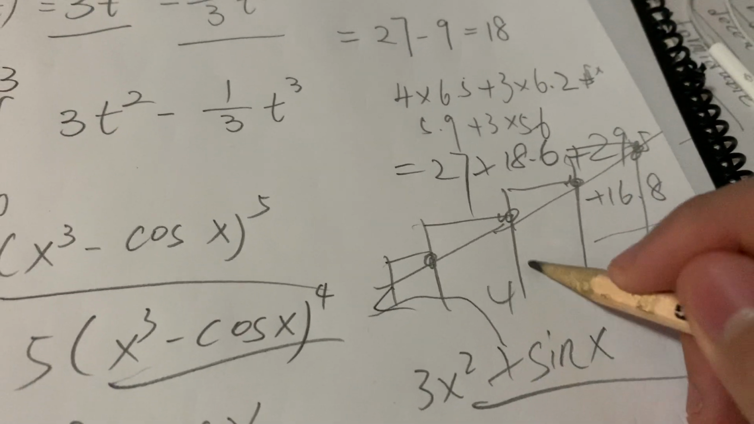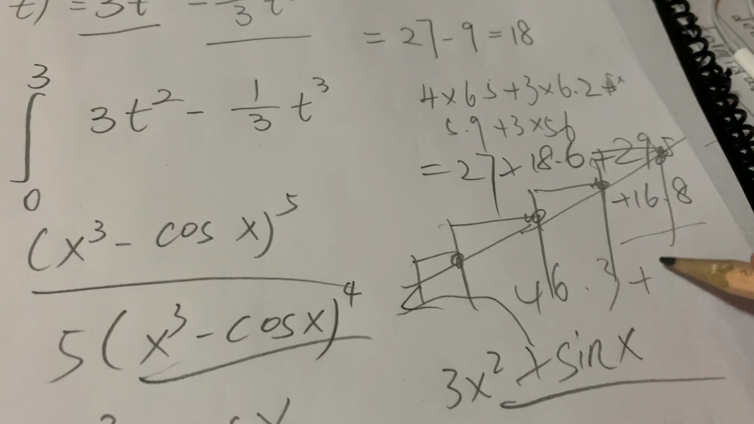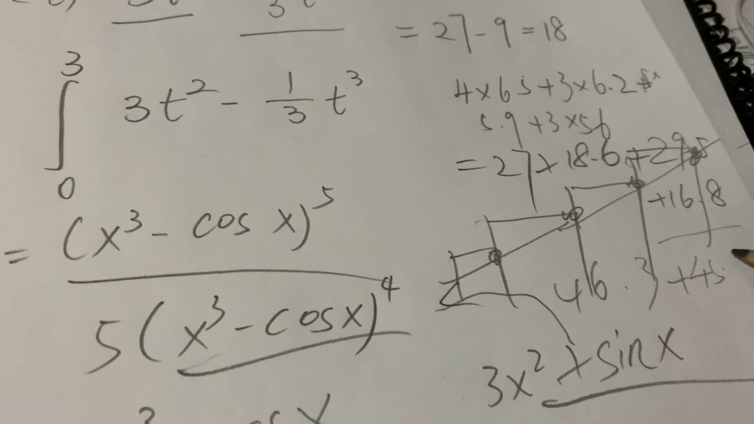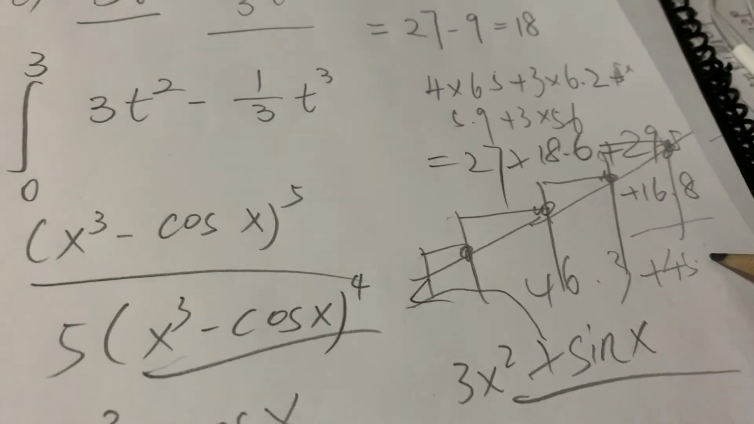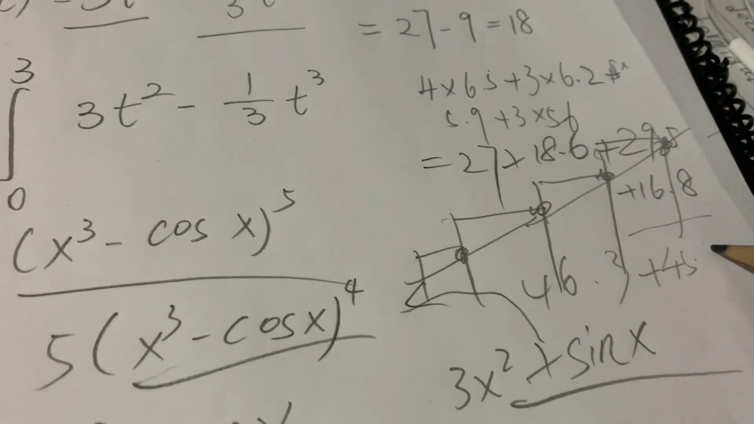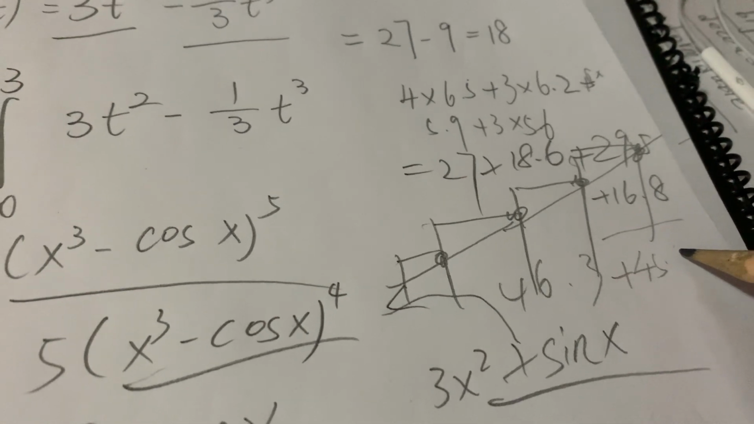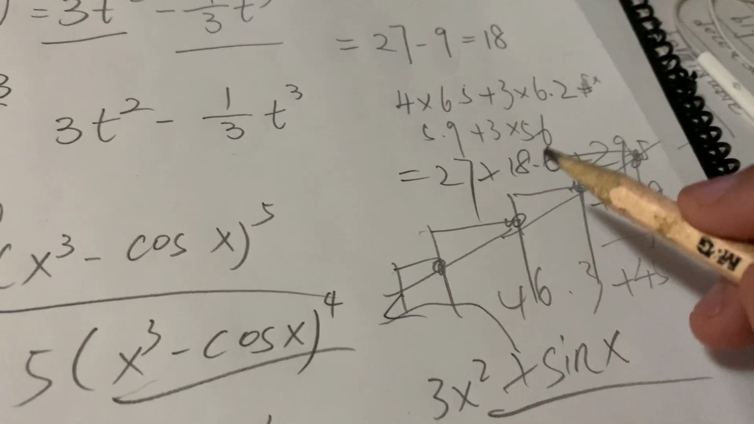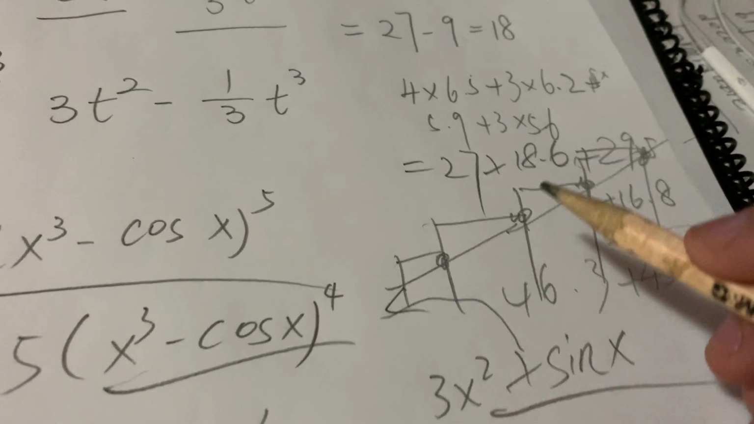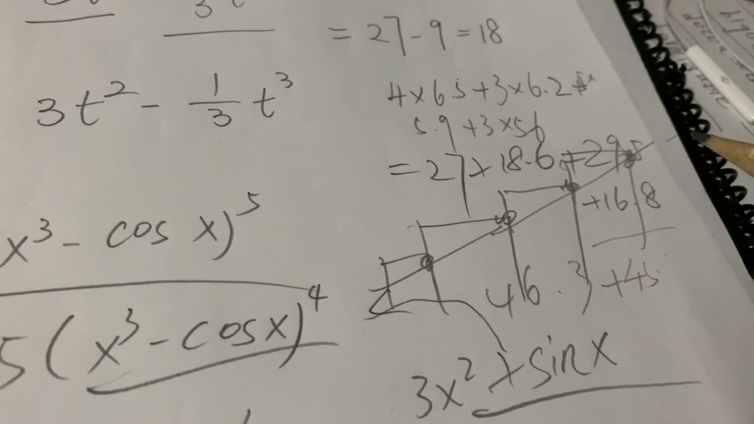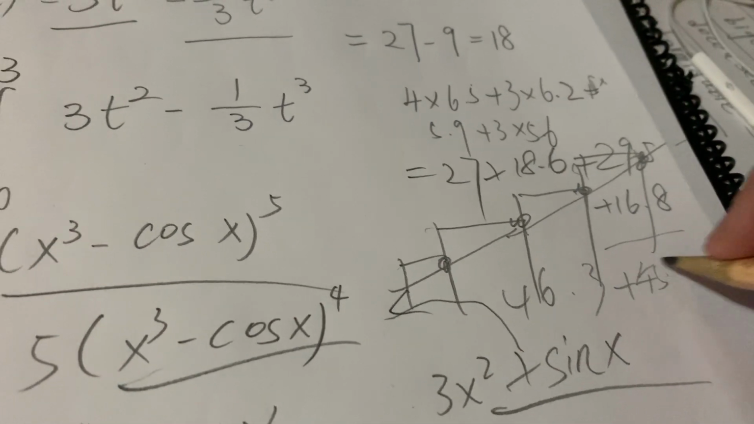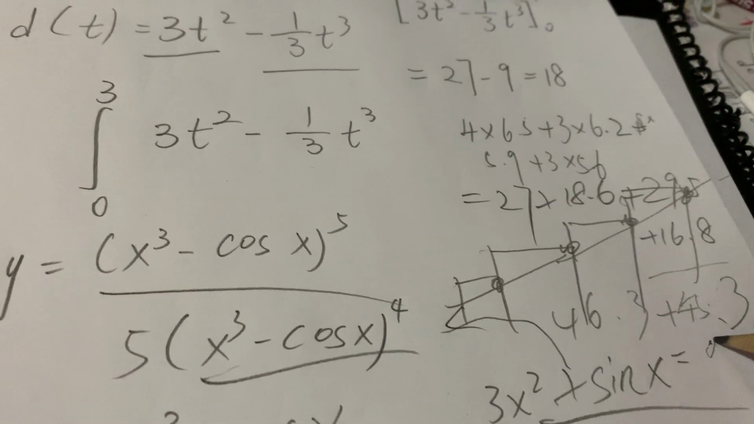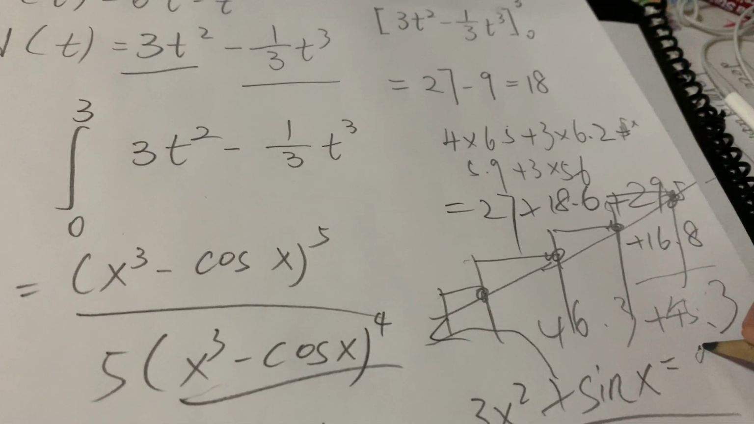So it's 46.3 plus 45.6. Wait for a sec. There's some problems here. 45.3. Is there any clue that this is wrong? Well, I think this problem is actually strange.